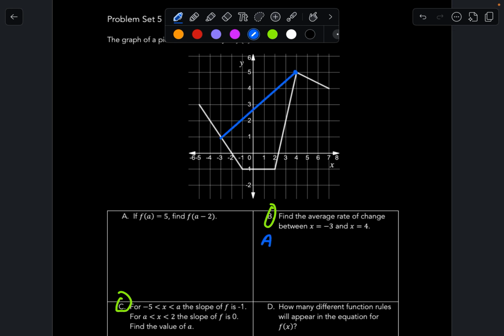So the average ROC, rate of change, is going to be the slope. You can count to get the slope because they gave you the graph. So we start here and go up 1, 2, 3, 4. So we go up 4, over, rise over run, 1, 2, 3, 4, 5, 6, 7. We go up 4 over 7. That's 4 sevenths.